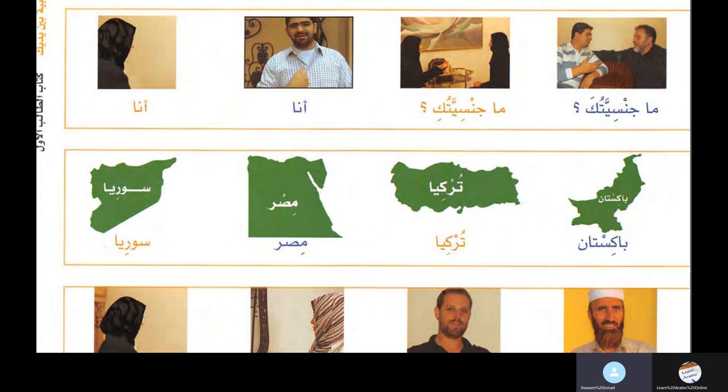Majin si yay. Majin si ya tuka. Majin si ya tuka. Majin si ya tuki. Ana. Pakistan.